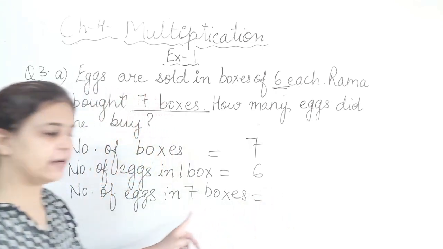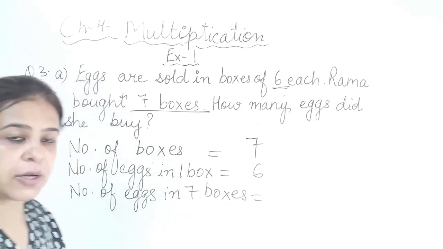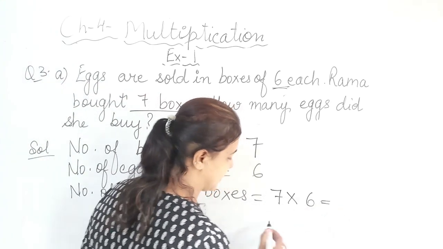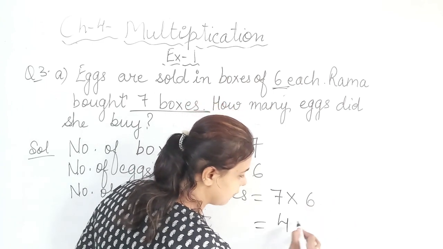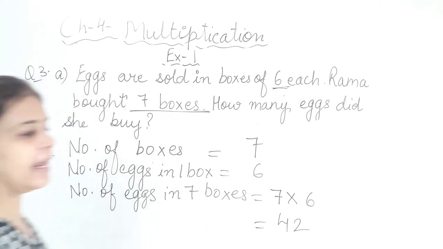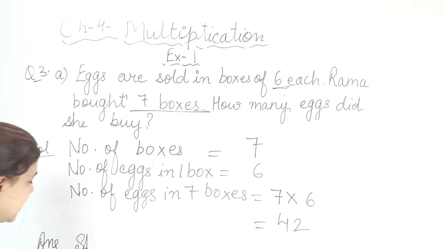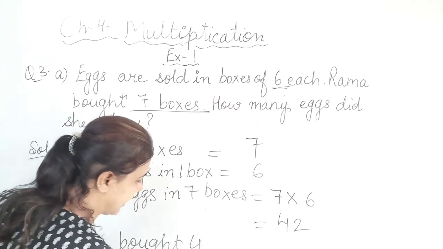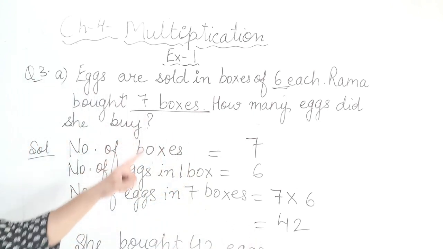So I have to find for 7. 7 is the number of groups, children. So 7 multiplied by 6 is what? 7 multiplied by 6 is 42. So how many eggs are there? How many eggs did she buy? You all will write down the answer. She bought 42 eggs. This is the proper way to do the sums.